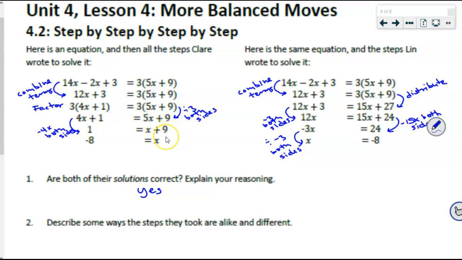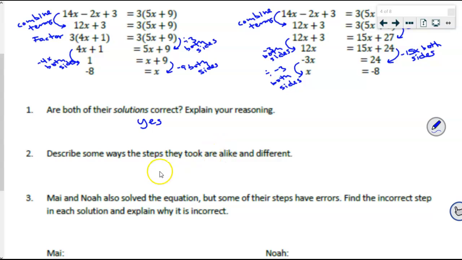So the final step that has been taken. Charlie? Yep, they subtract 9 from each side. Because we only have just one x by itself, so all I have to do is subtract 9 from both sides. So describe some ways the steps they took are alike and different. I'm just going to say see above. I feel like that's a pretty good comparison going through that. But the key thing is something that you haven't really seen before is this option to factor.